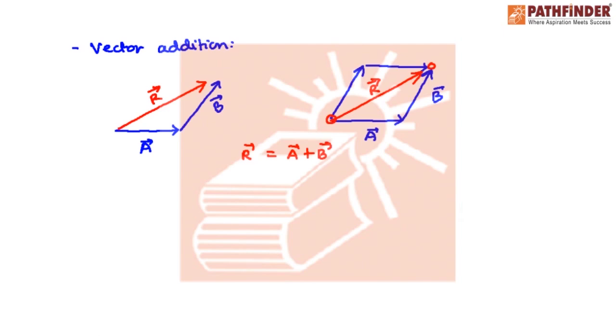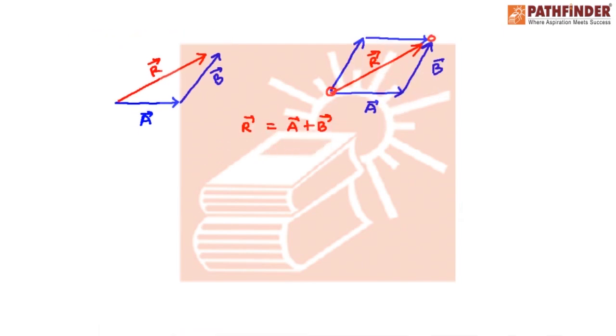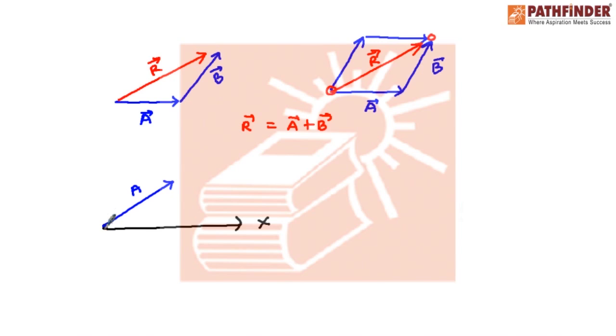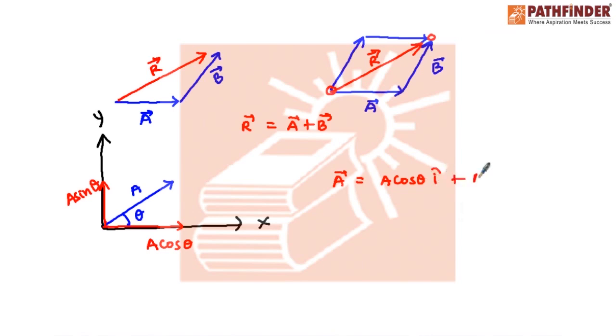Now let us talk about the component of a vector. Suppose there is a vector making an angle theta with the x axis, and this is the y axis. If we break the components of A, this one will be A cos theta and this will be A sin theta. So if we write the vector by breaking its components, we write it as A cos theta i cap plus A sin theta j cap.